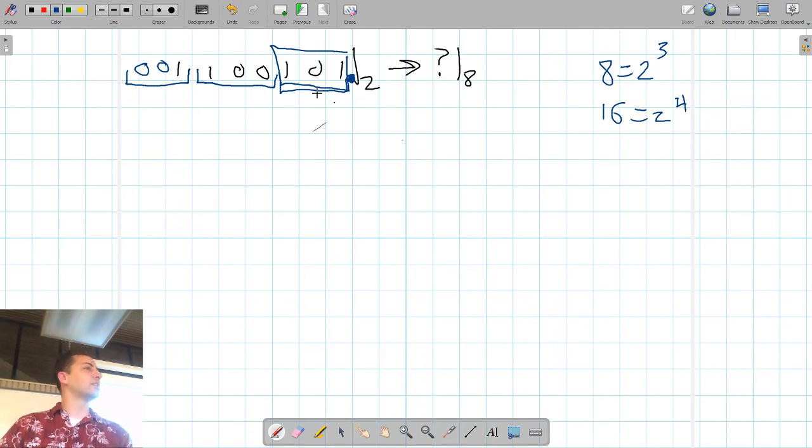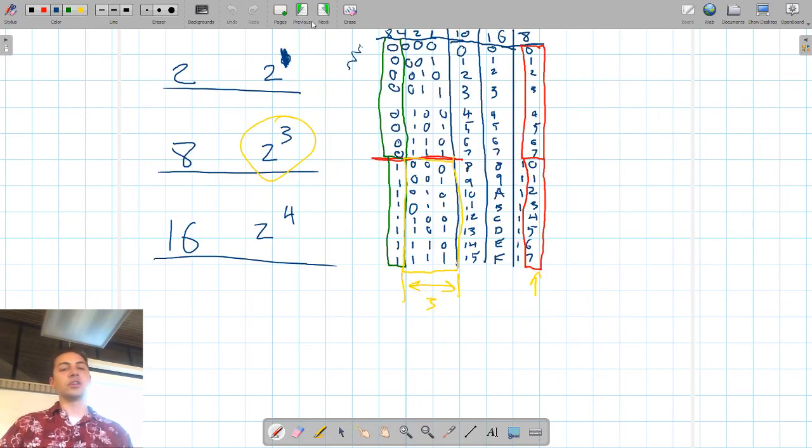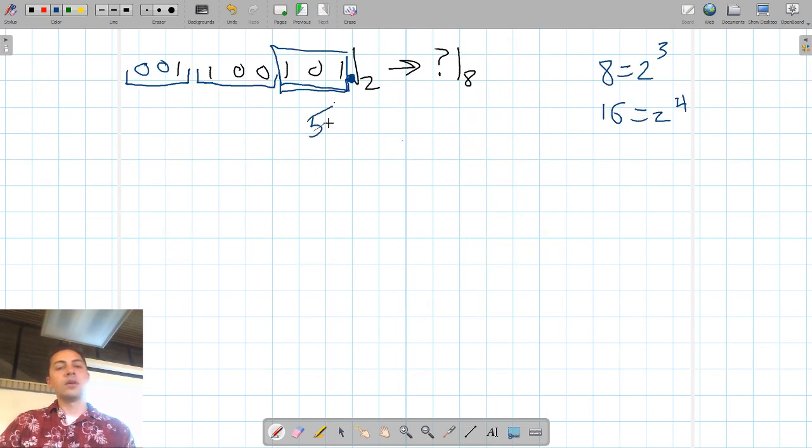And if you don't know what this is, you go back and you look at your table. What is 101 in base 8? Well, actually, in most of the bases, it's 5. What is 100? Well, that's 1 less than 5. That's 4. What's 001? 1. That one's easy. So the answer to this question is 145, base 8.